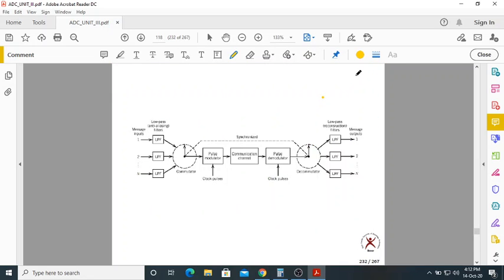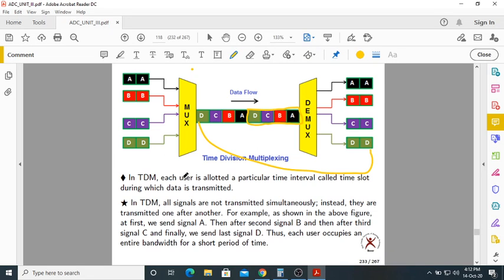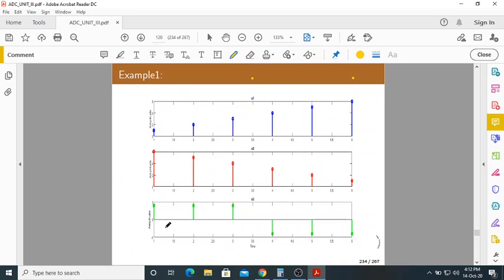Let me go back to this diagram. As I told you, this commutator will collect the samples. These are the signals that need to be transmitted. Here we have to transmit 3 signals using the same channel by sharing or dividing the time. What we'll do here is, first we transmit these 3 samples. What are they? The first samples of all 3 signals.